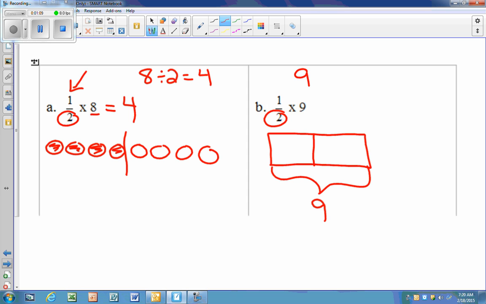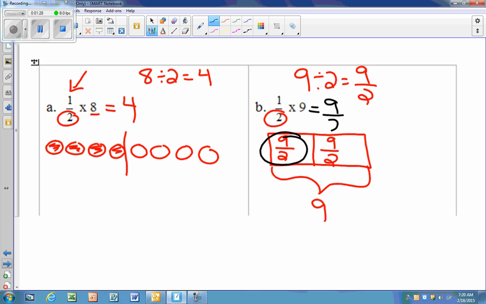And we learned that when we do 9 divided by 2, that's the same thing as saying 9 halves. So each one of these is worth 9 halves. And this is worth 9 halves. But I only want to know about one of them. So this is equal to 9 halves. And when I simplify 9 halves out, I get 4 and 1/2. That's letters A and B.